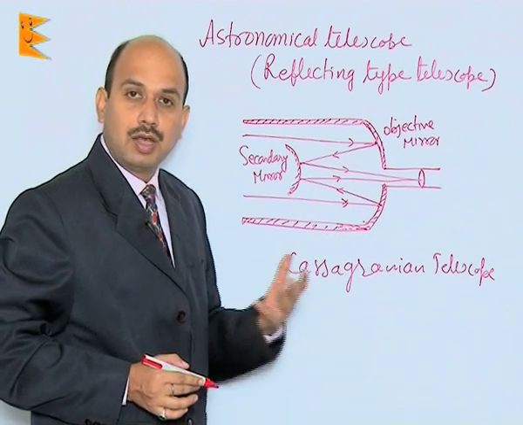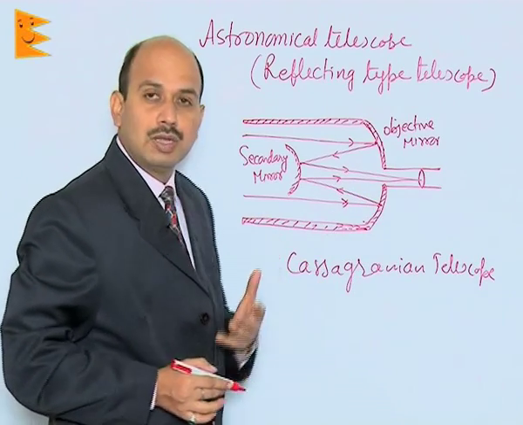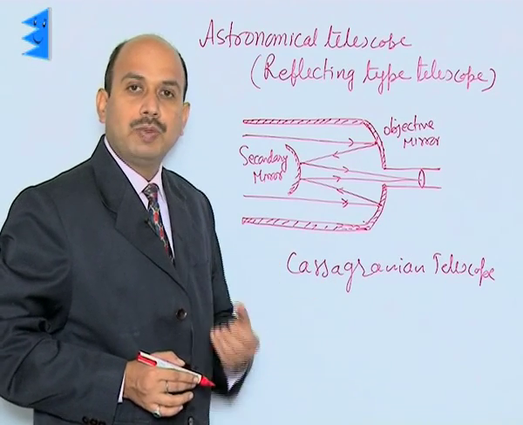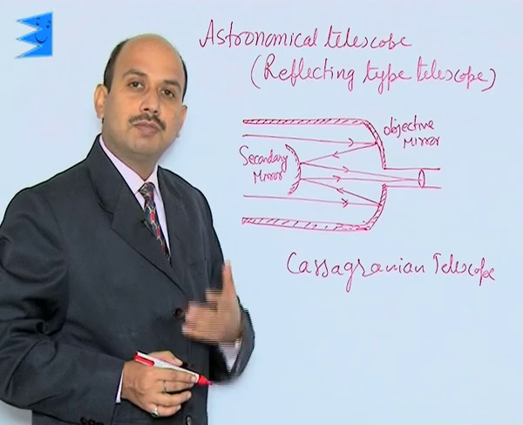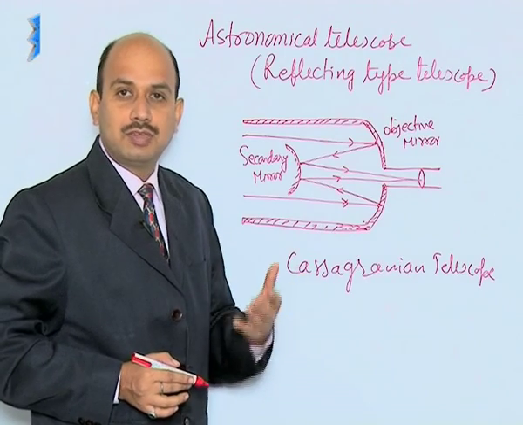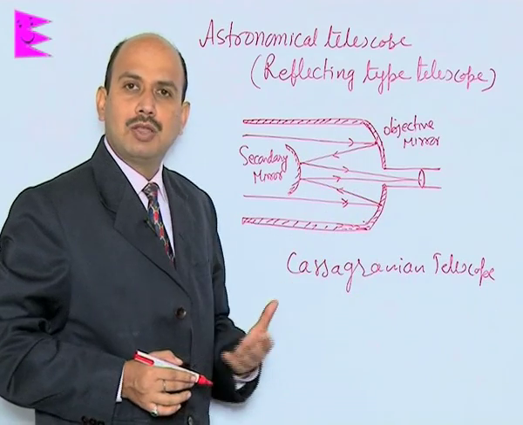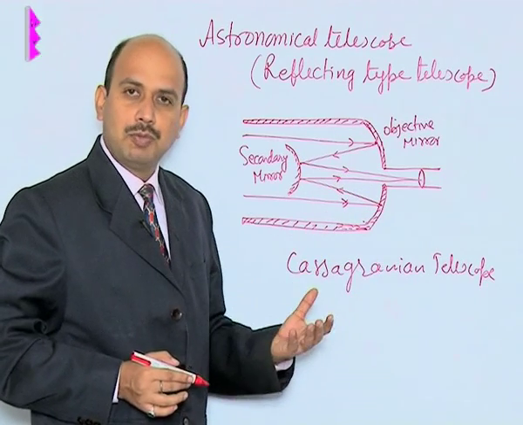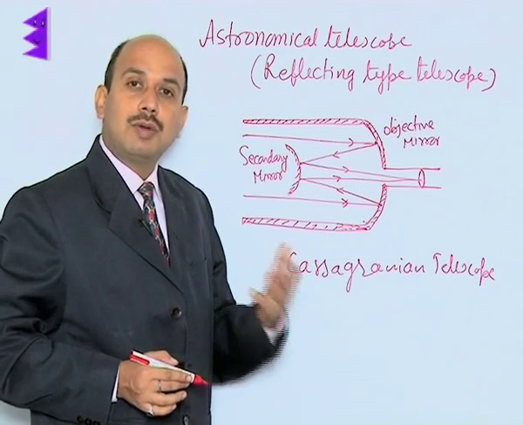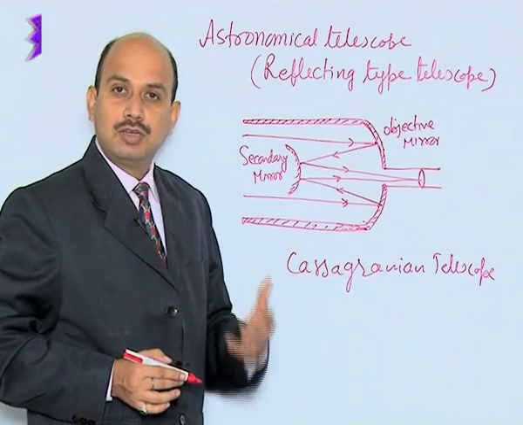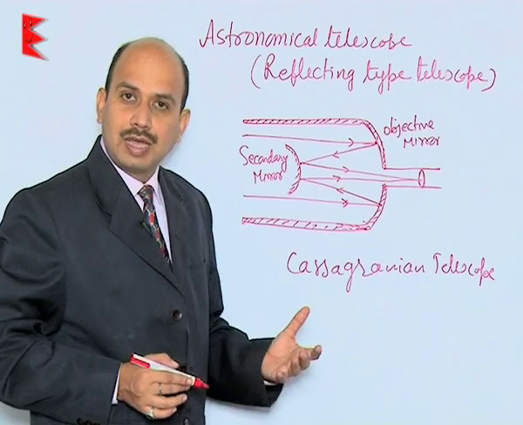Also, in the case of the refracting type telescope, we need lenses, and making lenses of a large size to gather more light is difficult, as it is hard to support them. But here the concave mirror can easily be made of a large size and can be given support, and it can gather a large amount of light. So, reflecting type telescopes are considered to be better than the refracting type telescope.